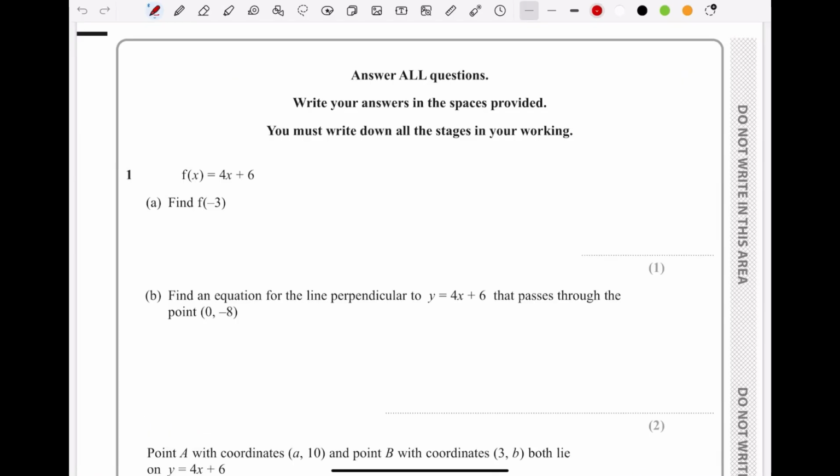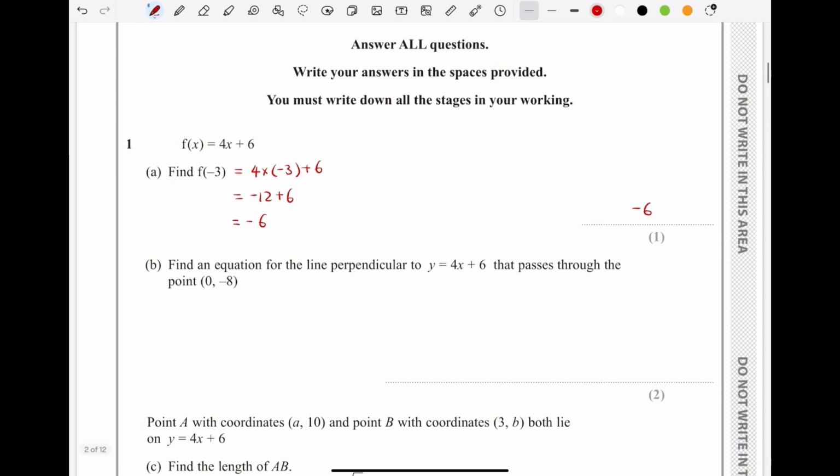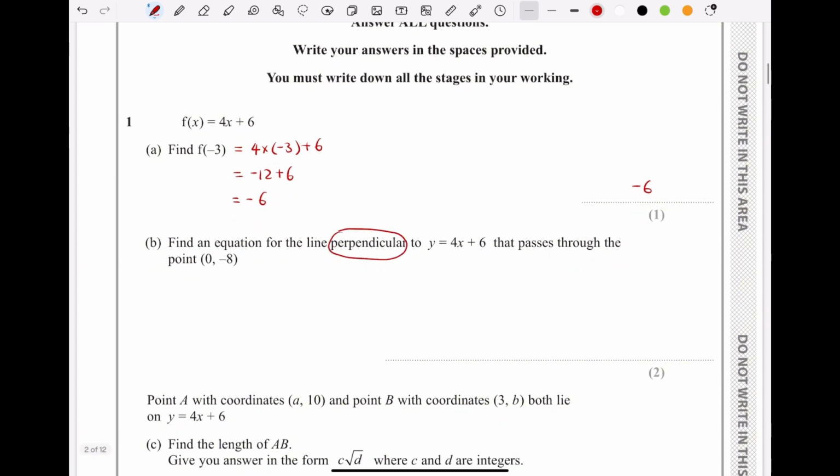We are given f(x) is 4x plus 6, and we want to find f(-3). So what we need to do is 4 lots of negative 3 plus 6, which is negative 6. Now in the second part, what we need to do is to find the equation of the line that is perpendicular to y equals 4x plus 6 and also passes through the point (0, -8).